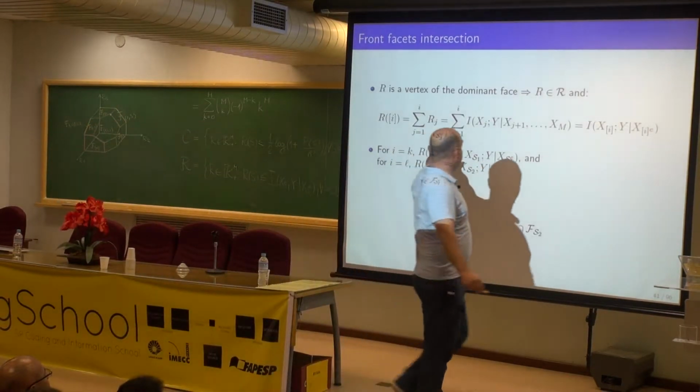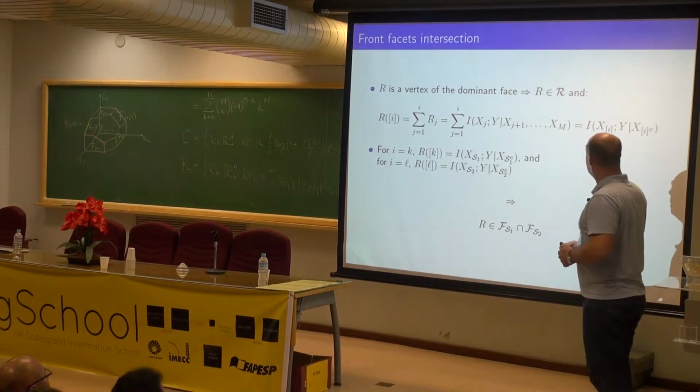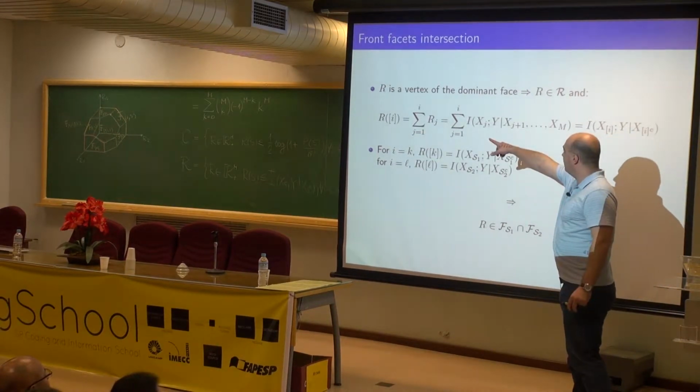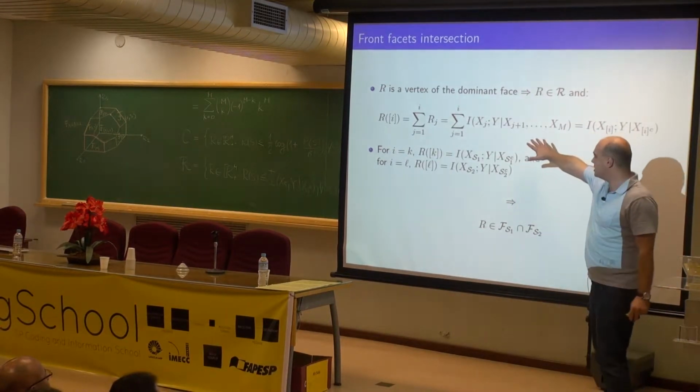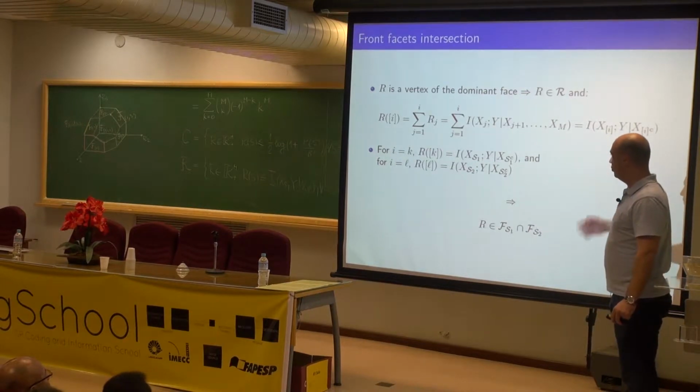You can see it from this equation. But also in general, we can prove that this is true. So this is just simply the chain rule of mutual information that we showed previously.